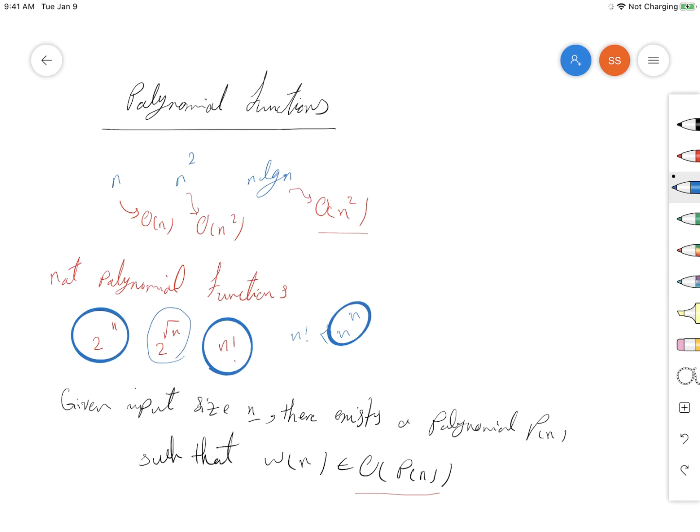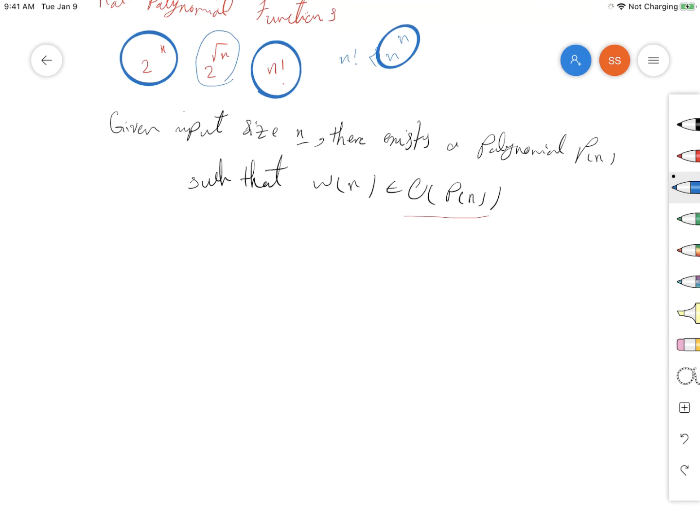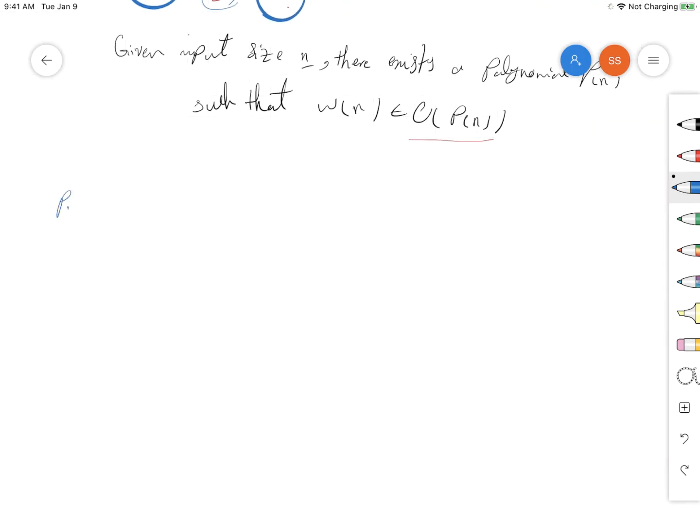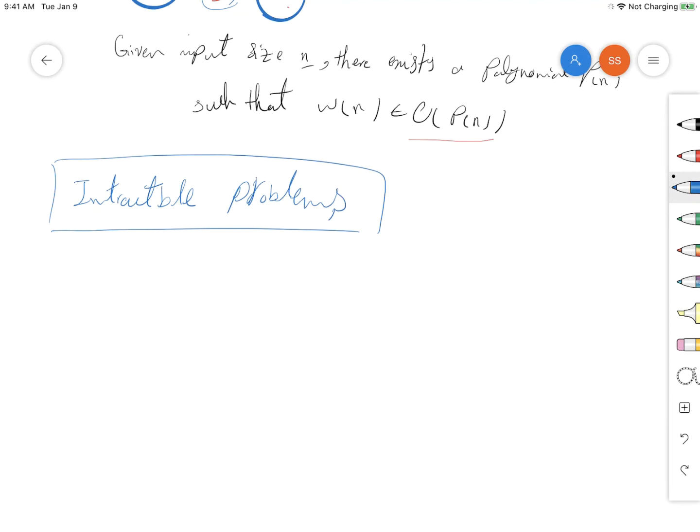With this definition, we're gonna have another definition, of problems that are intractable. Let's define intractable problems. Intractable problems are those problems that are impossible to solve with a polynomial time algorithm. Keep it in mind, it's really important: when we're talking about intractable problems, we are not talking about the algorithm. We're talking about the problem itself.